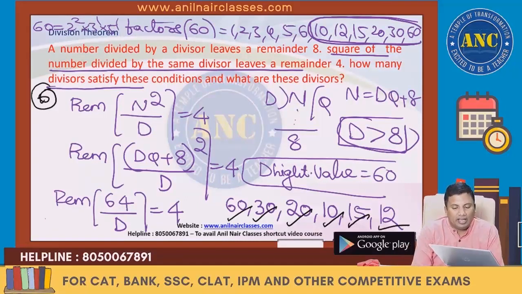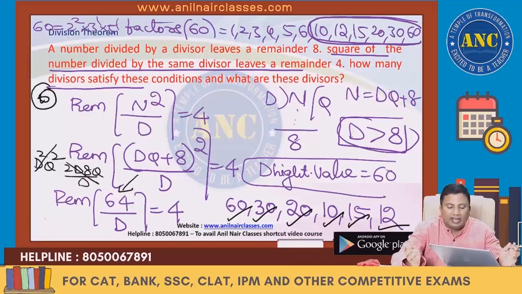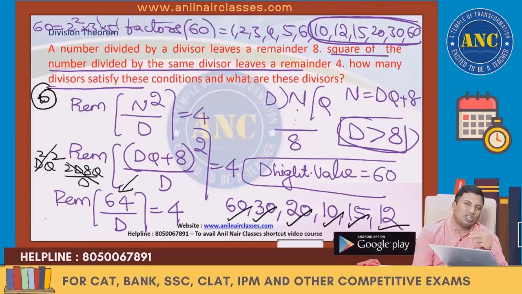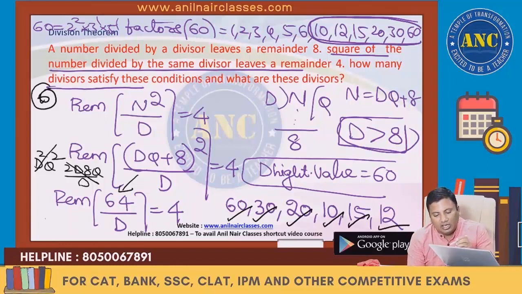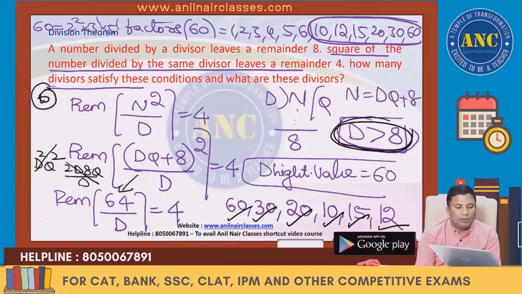Please see this question again. Any doubt, please ask me. Why did this become this? Because this is d square q square, and d square is divisible by d. 2d8q divided by d is divisible. 64 divided by d gives 4. What is the largest number possible? 60. Not only 60, write down all the factors of 60. But don't forget the condition: d should be greater than 8.